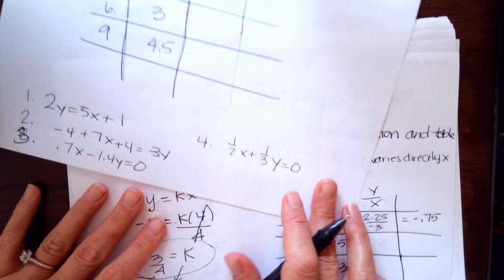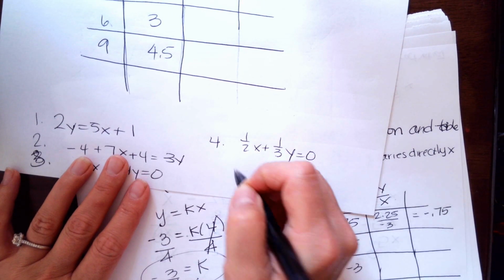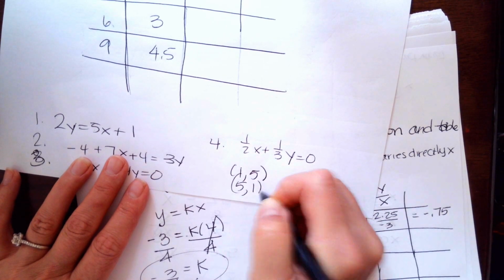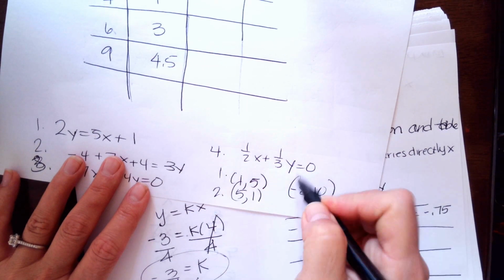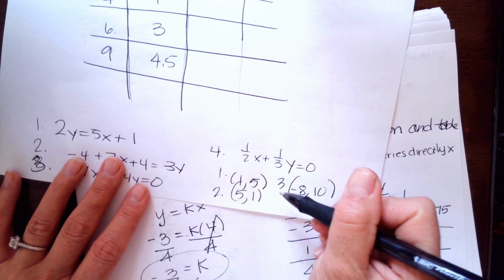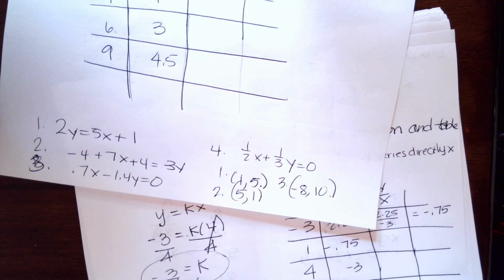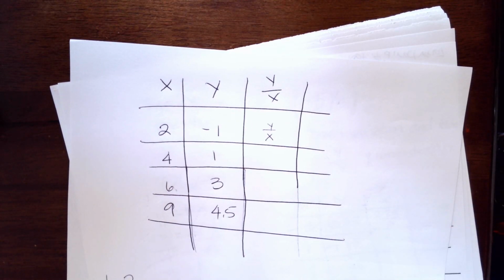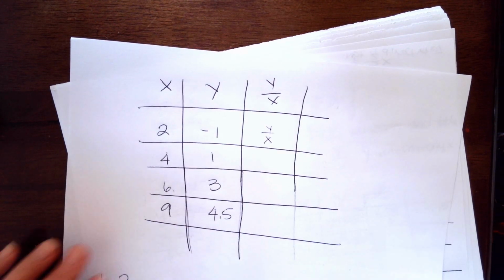And then we're going to write an equation of the direct variation that includes the given points: 1 and 5, 5 and 1, negative 8 over 10. These are all separate problems. So this is number 1. You're going to write an equation of the direct variation that includes these given points. So this is equation 1, this will be 2, this will be 3. And that should do it.